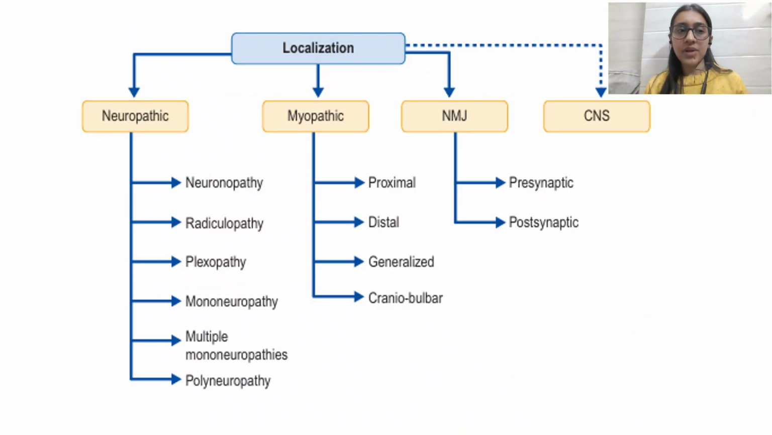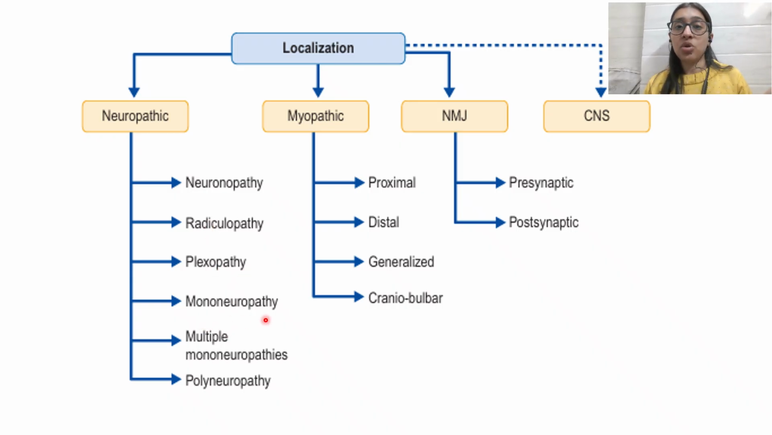Now, localization: whether it is a problem in the nerve, that is neuropathy, or in the muscle, that is myopathy, or a pathology in the neuromuscular junction, or even the CNS. Now, moving on to neuropathy. If the neuropathy is involving the nerve cell body, that is neuronopathy; if it is involving the roots, that is radiculopathy; or if it is involving the plexus, where the nerves from the roots come together, that is plexopathy.